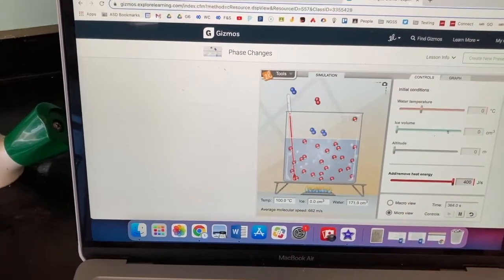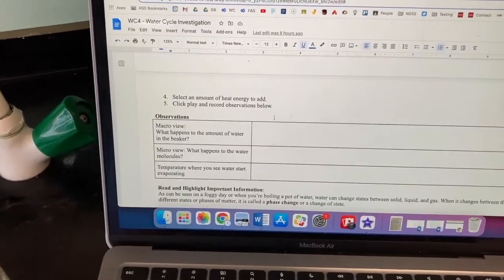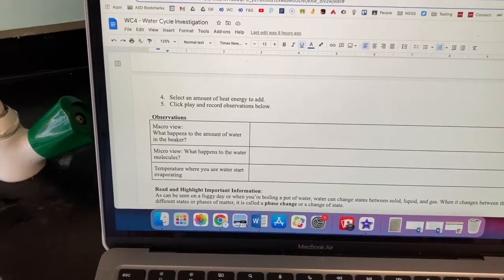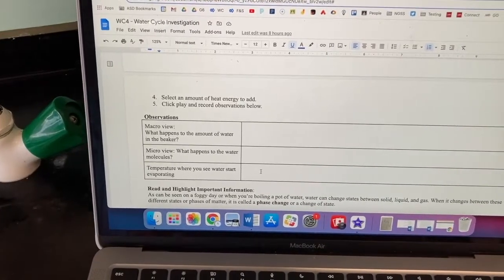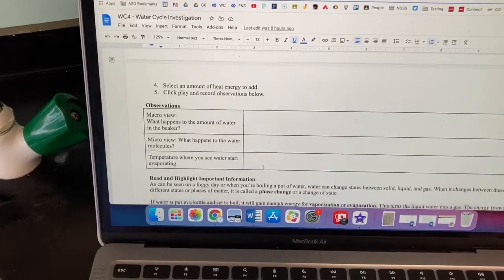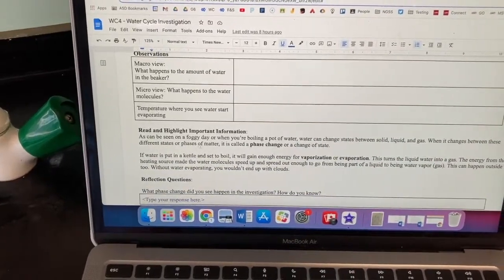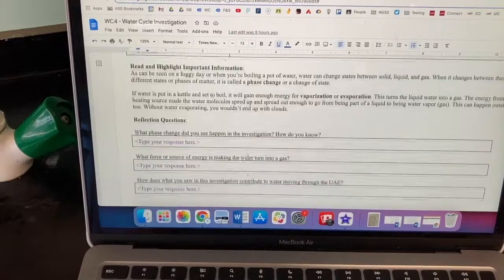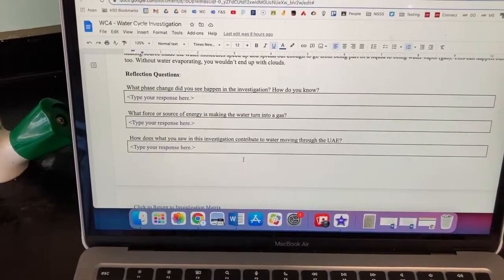So you wanna write those observations, talk about what happens to the amount of water, what happens to the water molecules, and then what is the temperature where we saw the water start boiling. Then you're gonna read and highlight some important information in these 2 paragraphs and answer these 3 reflection questions.